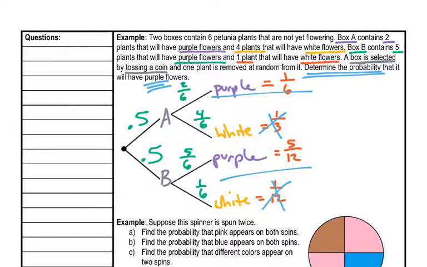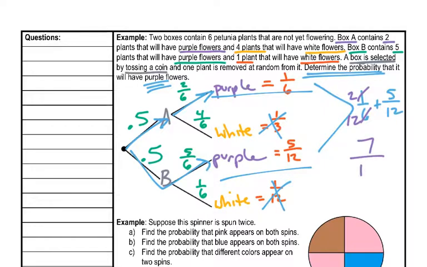Now the probability of getting a purple by going box A purple is 1/6, box B purple is 5/12. So to find the total, we're going to add those two fractions together. So 1/6 plus 5/12, and we could use our calculator, or we could find that common denominator of 12 and add them across. So 7/12. And if you wanted to use decimals, you absolutely could here.